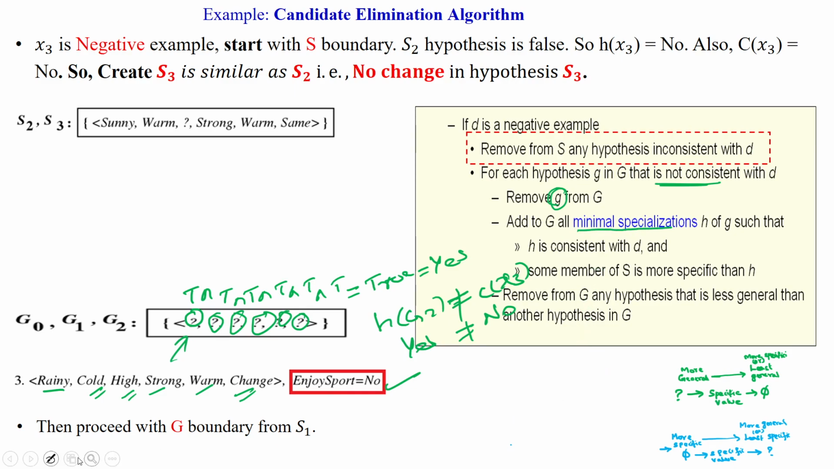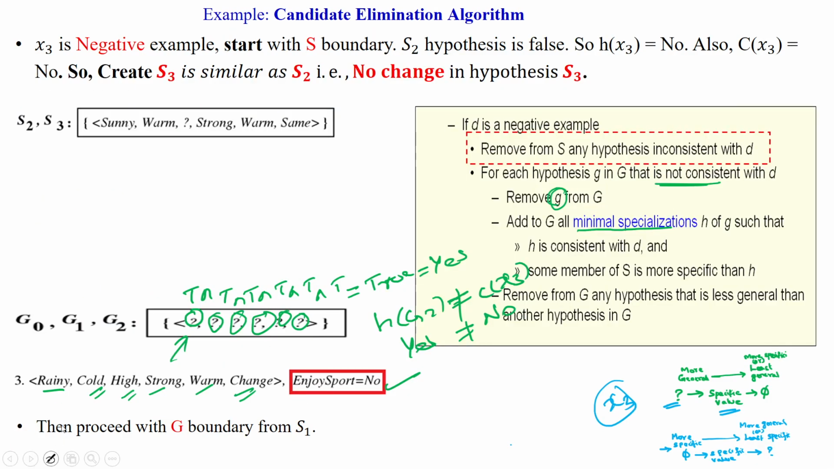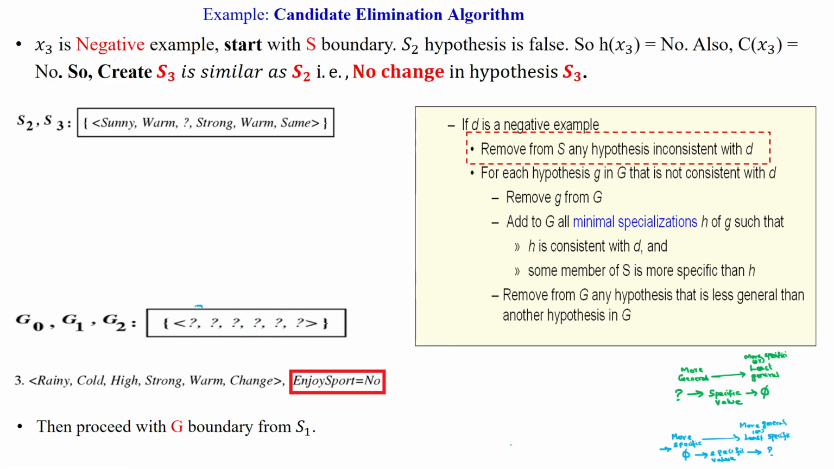What is the minimal specialization rule here? The question symbol is to be replaced by the specific value given in the sample number x3. Okay, so that is the thing. Now x3 is the negative, so here we will take each and every constraint at each time. Here we are having the 6 constraints, so we will replace one constraint each time with respect to x3, and it should give false. H of g3, the new hypothesis, with the replaced constraint value should give the false.